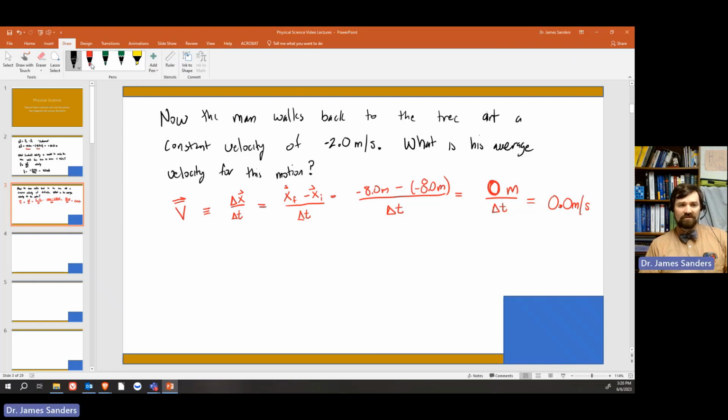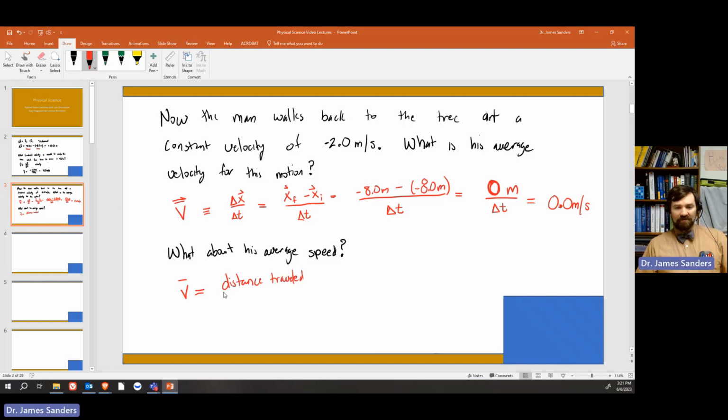Now there's a related question. What about his average speed? The average speed, v, is distance traveled. Essentially think of this as an odometer distance. It always goes up, divided by time. Now the distance traveled: he went 16 meters to get to the house, and then he came 16 meters back. So this is 32 meters divided by whatever the time is.